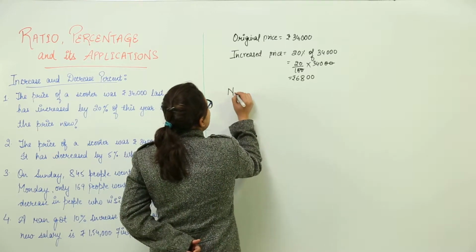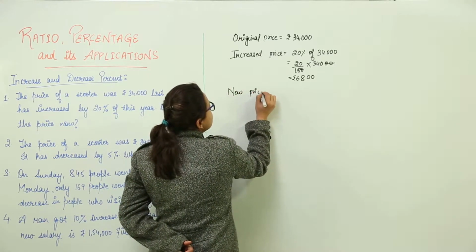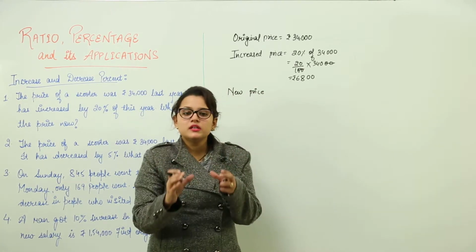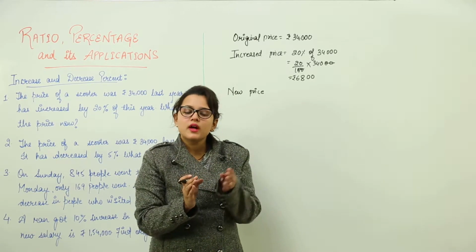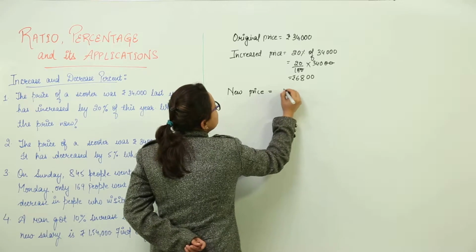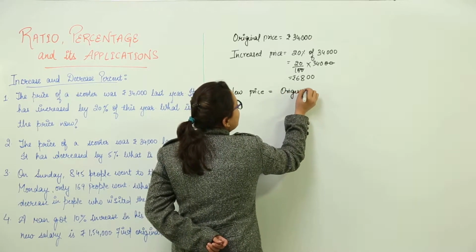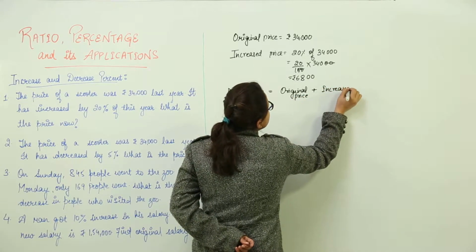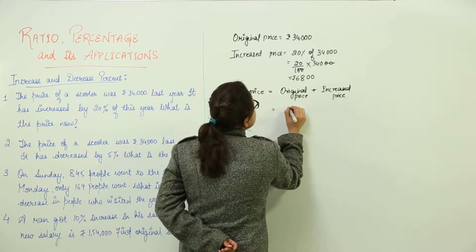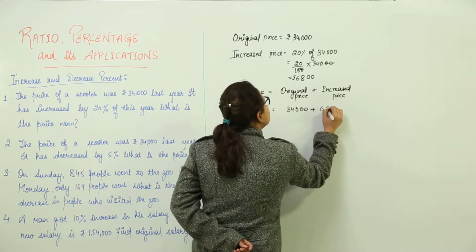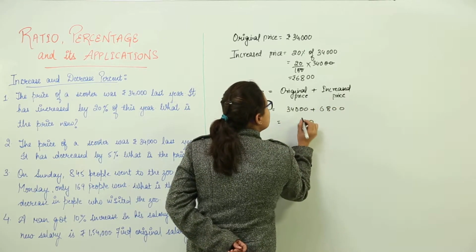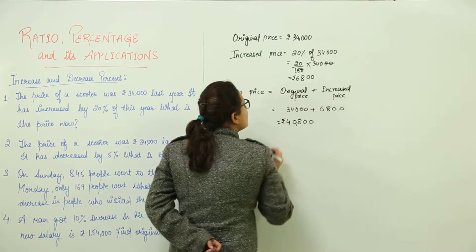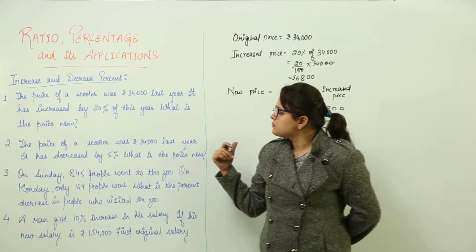Now the new price. Obviously, tell me one thing. If 10% or 20% as given in the question has been increased, then this increased percentage will get added to the previous value. So the new price will be equal to the original price plus the increased price. That gives us 6,800 plus 34,000. Now what do we get by adding them? We get 0, 0, 8 as it is, 6 plus 4 is 10 and 1 4. We get rupees 40,800 as the increased price now.